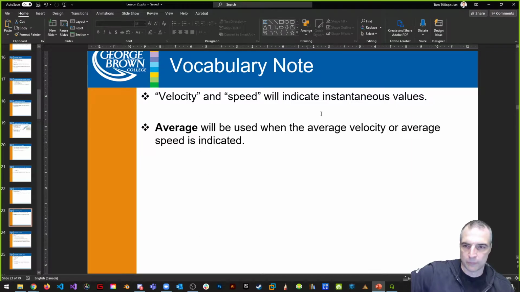Okay, again, vocabulary note. Velocity and speed will indicate instantaneous values. Average will be used when the average velocity or the average speed is indicated.